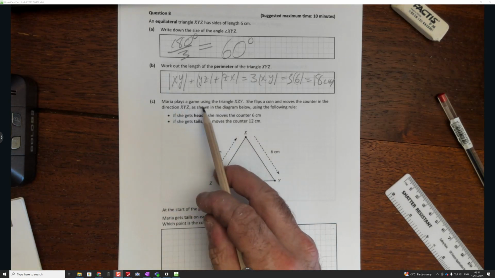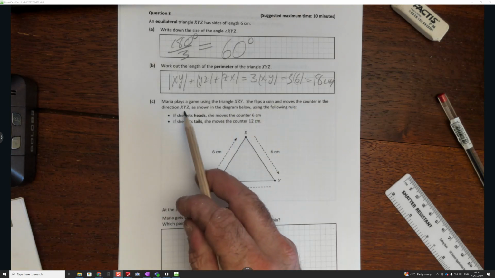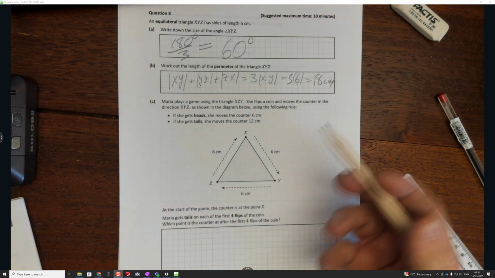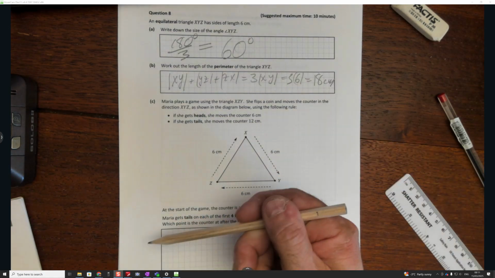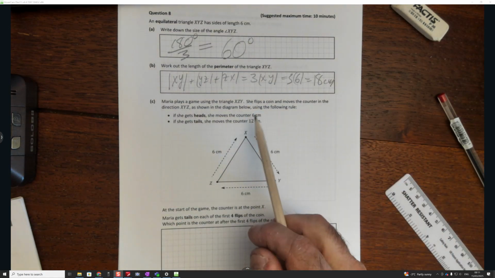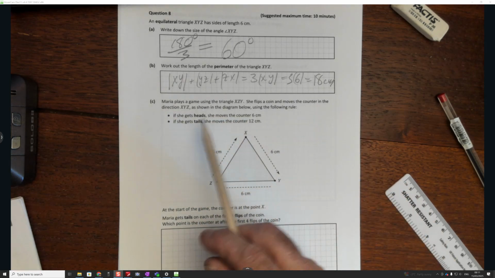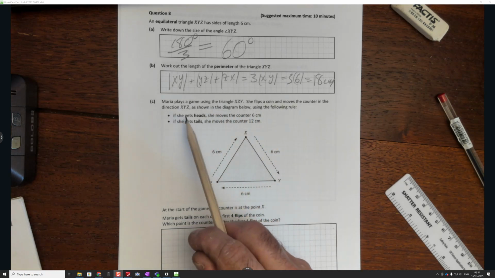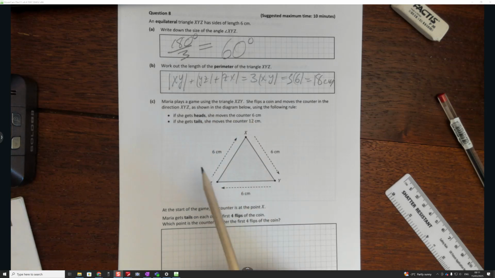Maria plays a game using the triangle. She flips a coin and moves the counter in the direction X, Y, Z. I don't know what that means yet. I'll have to try and figure it out. Does it mean go that direction? Because that's a pointer. She moves the counter in the direction as shown in the diagram below.